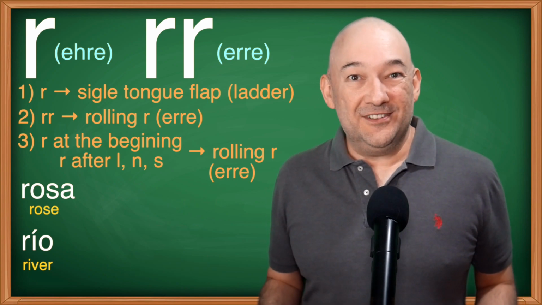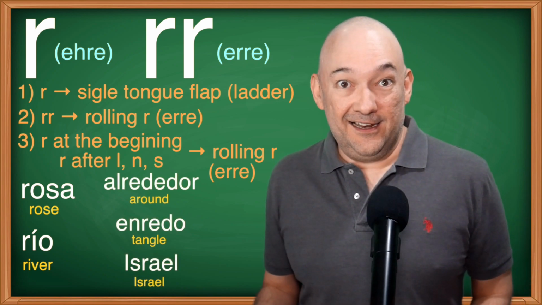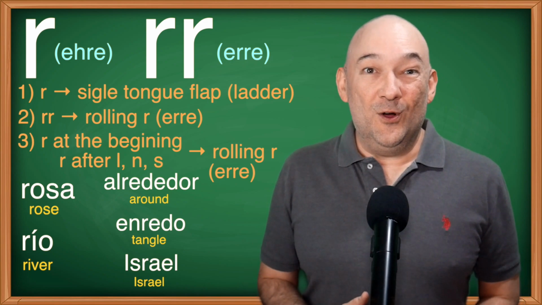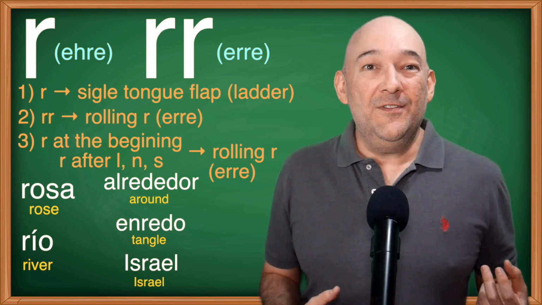And then you have words like alrededor, enredo, Israel. See? In these words, the single R is after the consonants L, N, S, and then you must do the sound of the rolling R.